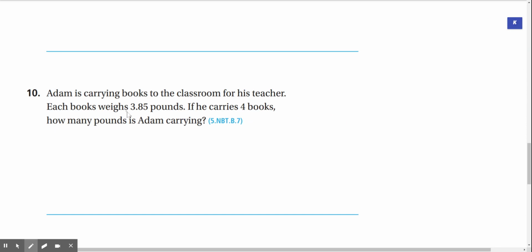Number 10. Adam is carrying books to the classroom for his teacher. Each book weighs 3.85 pounds. If he carries 4 books, how many pounds is Adam carrying? So 3.85 per book, and he's carrying 4 of them. So that's 3.85 times 4. 4 times 5 is 20. 4 times 8 is 32, plus 2 is 34. 4 times 3 is 12, plus 3 is 15. Move the decimal place right there. You get 15.4 pounds, 15.40 pounds.